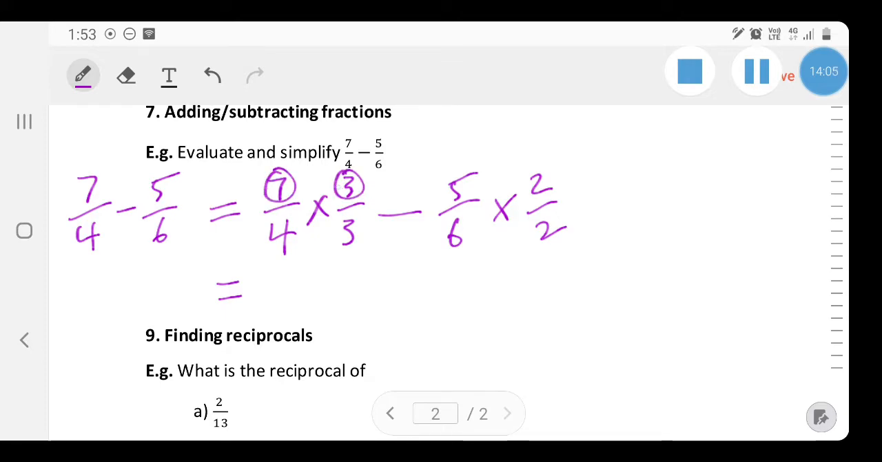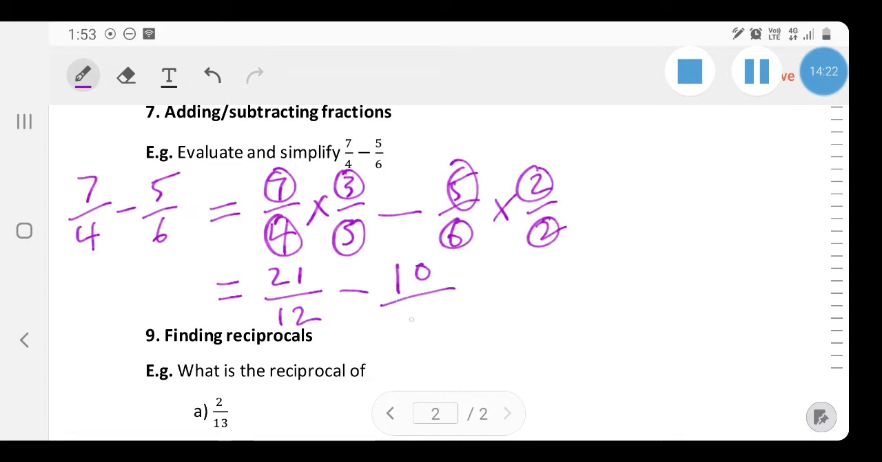7 times 3 is 21 over 4 times 3, which is 12, minus 5 times 2, which is 10, over 6 times 2, which is 12, okay? All right, now it's easy because the denominator is the same. 21 over 12 minus 10 over 12. So 21 twelfths minus 10 twelfths.